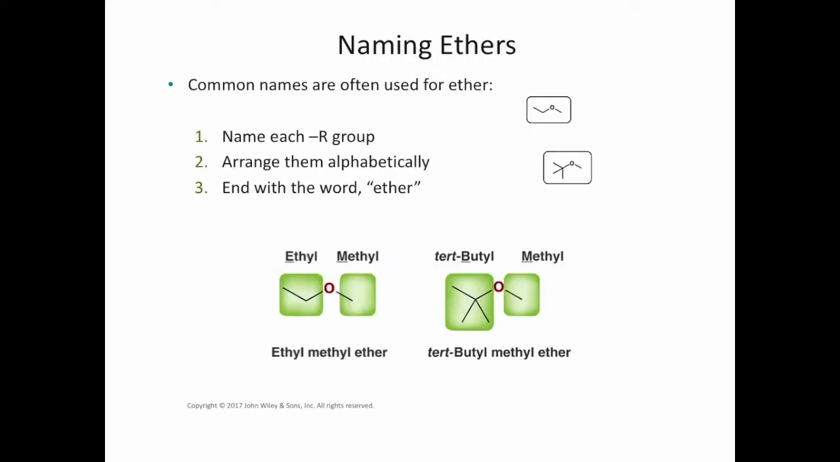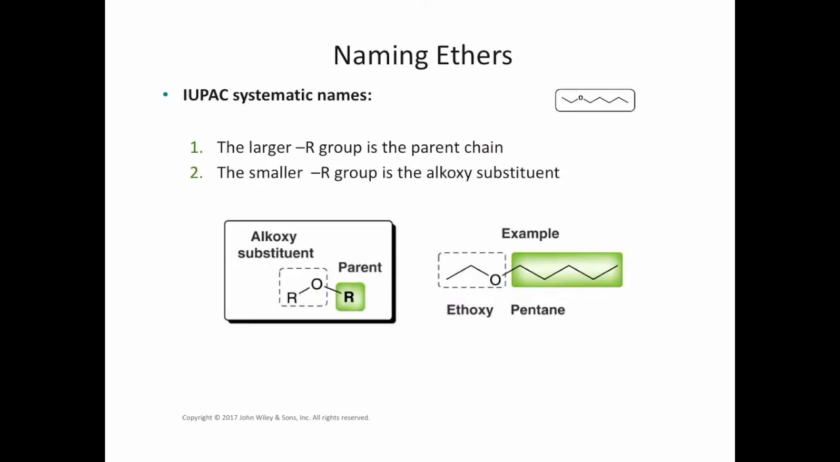Oftentimes, common names are used to name ethers, where you name each R group, arrange them alphabetically, and then end with the word ether. So this would become ethyl methyl ether, and this would become tert-butyl methyl ether. For the IUPAC systematic naming system, the larger R group is the parent chain, and then the smaller R group is the alkoxy substituent. So this ether, for example, you have 1, 2, 3, 4, 5 carbons in the longer chain. So that's the parent, that's going to be pentane. And then you have ethoxy as the alkoxy substituent.